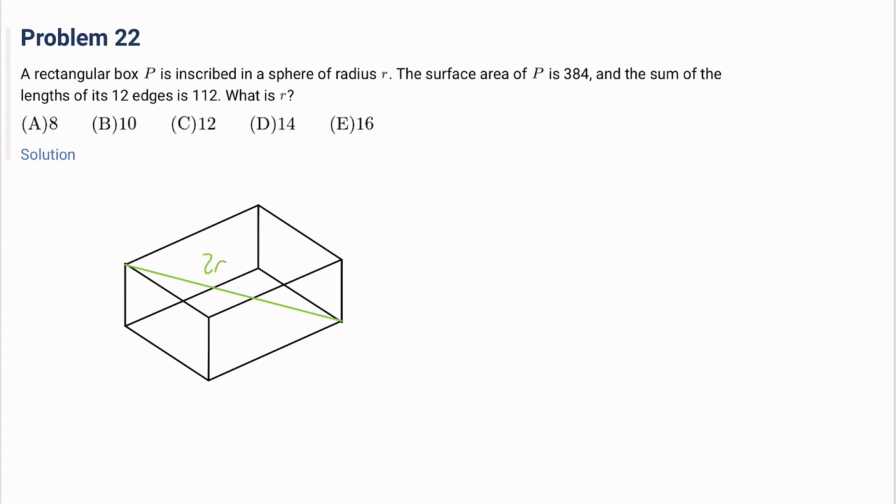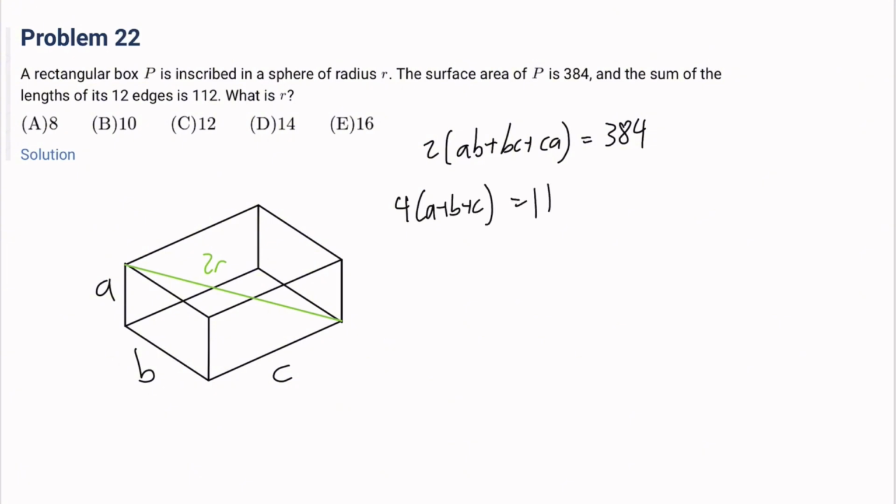And let's say that the length of the edges, they are A, B, and C, right? So since the surface area of P is 384, so 2 times (AB plus BC plus CA) equals 384. So that's one equation we have. And the one more is that the sum of the length of its 12 edges, so 4 times (A plus B plus C), this is equal to 112, right? So from this one, we can see that A plus B plus C is equal to 28, right?